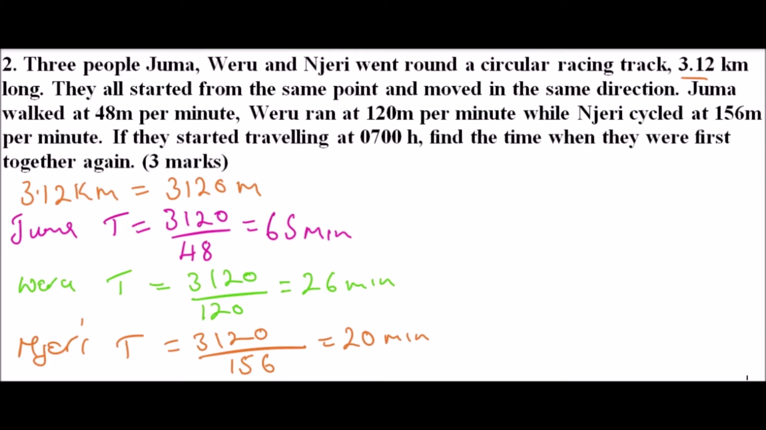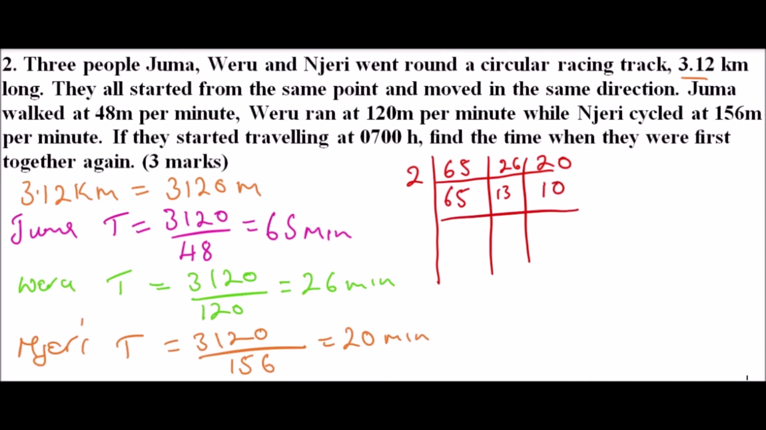So for the LCM, we can use this method to find it. We have 65, 26, and 20. We can divide by 2, and you get 65, 13, and 10. We divide by 2 again, so this is 65, 13, 5. We divide by 5, so this is 13, 13, and 1.